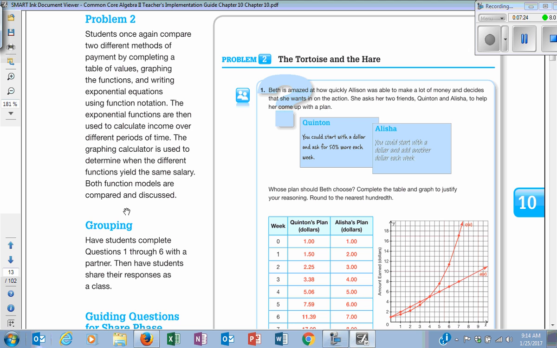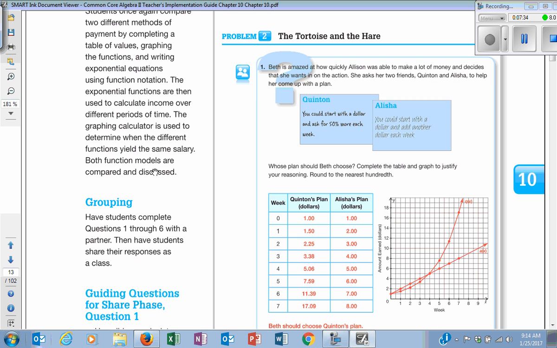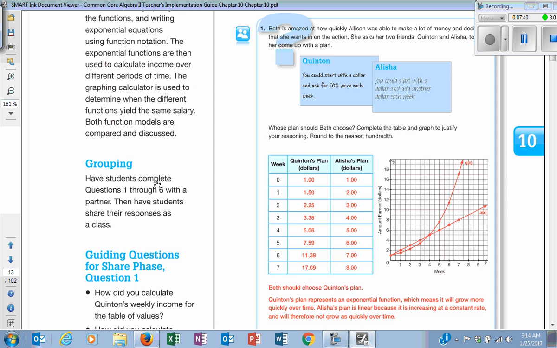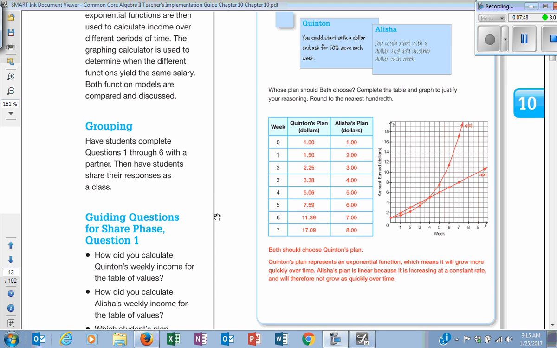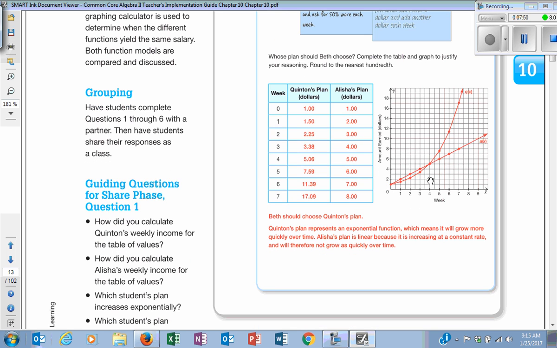So this just shows you, Beth is amazed at how quickly Allison was able to make a lot of money. So she wants to do the same thing. So you could start with $1 and ask for 50% more each week. And so you can look through and see Quentin's plan, and you see that his is much better, and you see that shape is starting to happen over here.